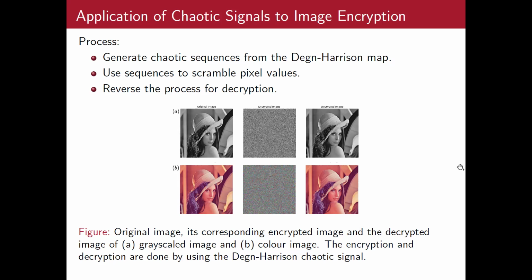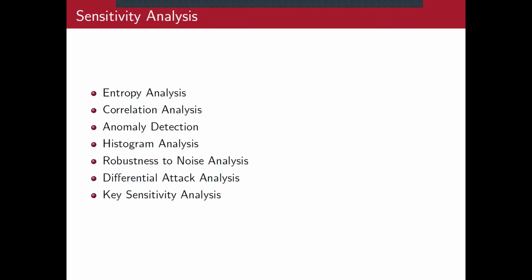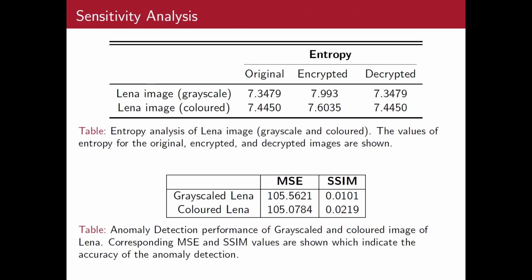Here for the security analysis, we use 7 methods: entropy analysis, correlation analysis, anomaly detection, histogram analysis, robustness to noise analysis, differential attack analysis, and key sensitivity analysis.